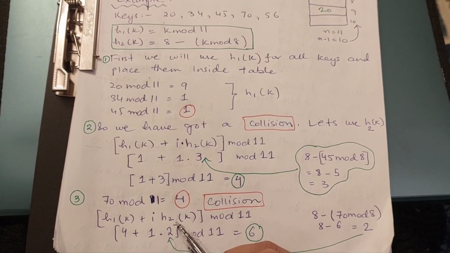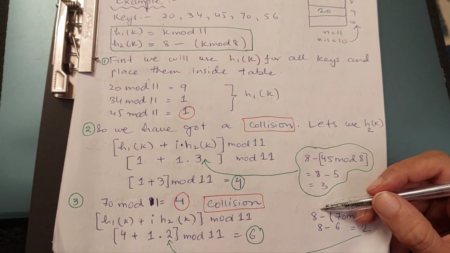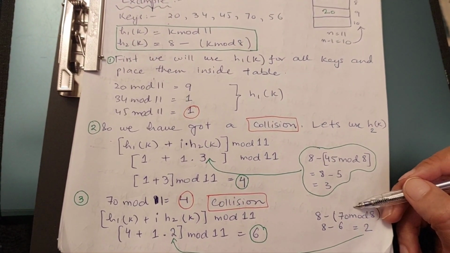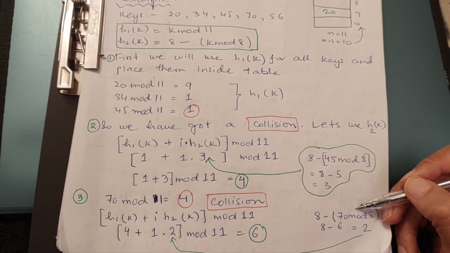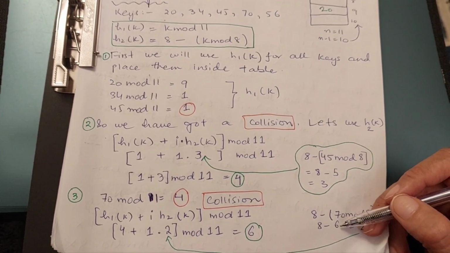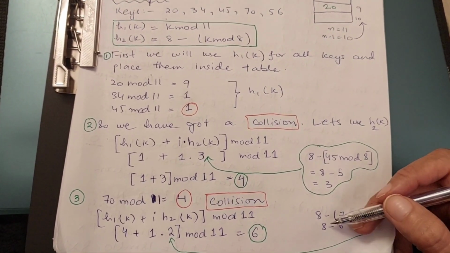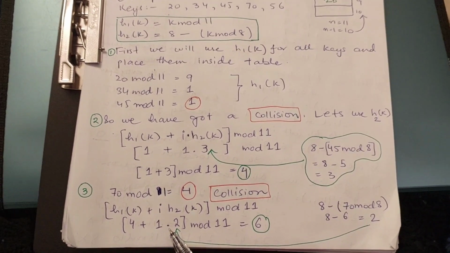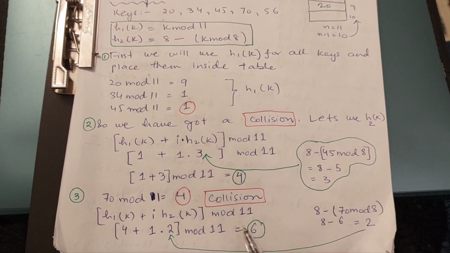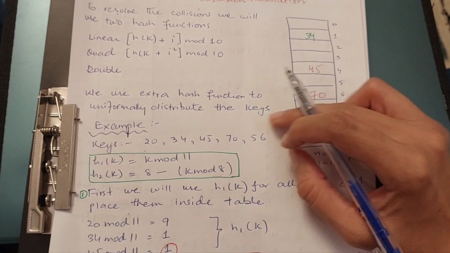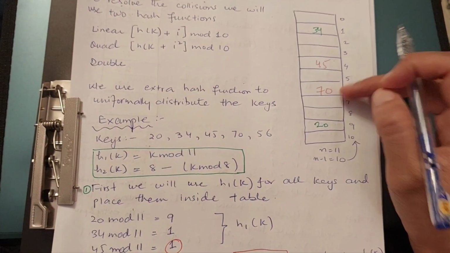Okay, let's calculate the answer of h2 of k. So 8 minus 70 modulus 8. 70 modulus 8 is 6, because 8 times 8 is 64, so you get 6 as the modulus, and 8 minus 6 is 2. So when I put 2 here, 4 plus 2 is 6, and 6 mod 11 is 6. So I get the answer as 6. And if I look into this table, I can see that 6 was an empty location. So I placed this key of 70 into this location 6.